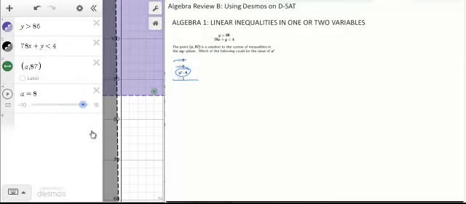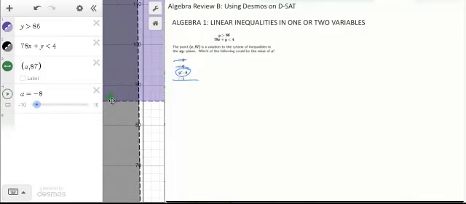So my only answer that falls in the double shaded region is going to be the -8. And you can either get that with the sliding tool or just entering it specifically and testing each point.